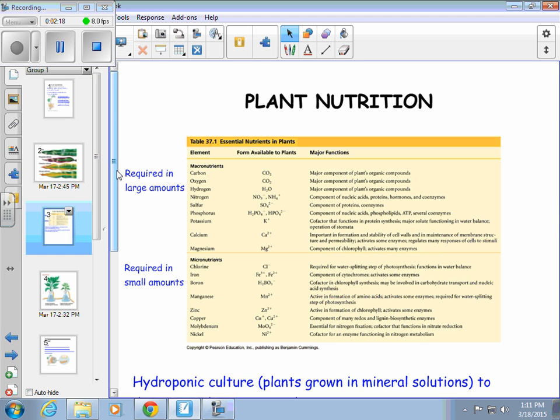This chart shows all of the nutrients that are necessary for a plant, and it breaks it into two groups. There are the macronutrients and the micronutrients. The macronutrients are nutrients that are required in very large amounts to maintain plant homeostasis. The micronutrients are needed, but in really tiny amounts.